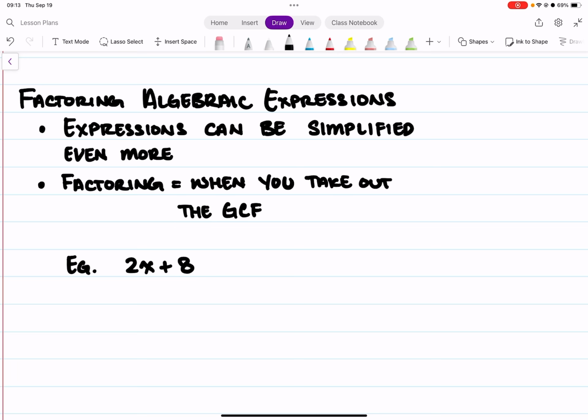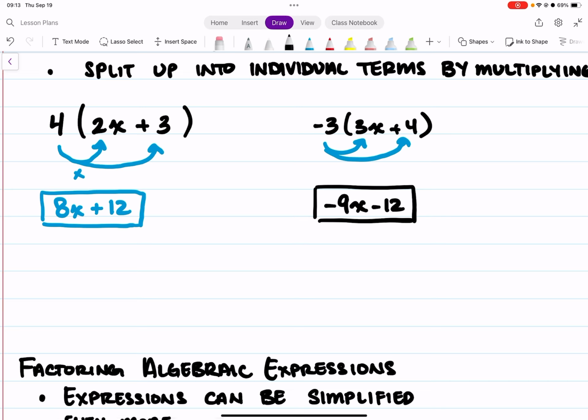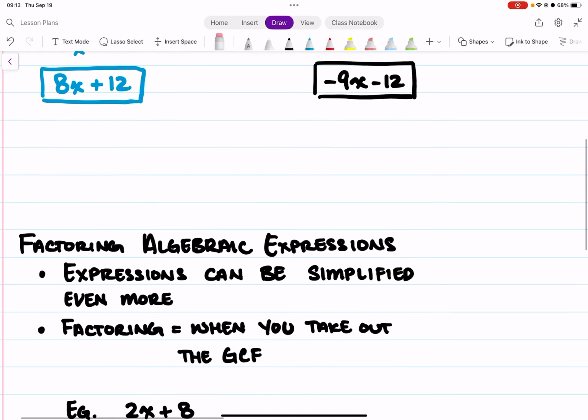So I'm going to scroll up to the past set of notes. You see that we turned this top number here, and we turned it into that number. That's what we call expand. But you can go the other way and turn the number into something like this. That's what we call factoring. So how do we factor?